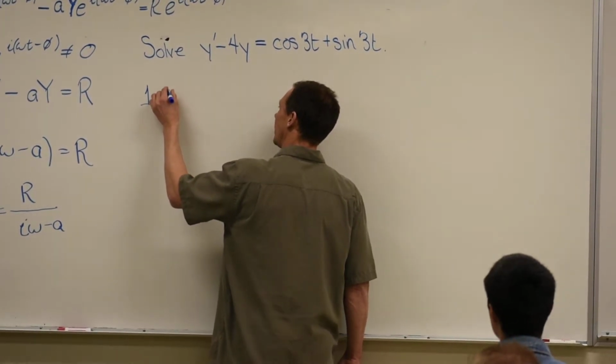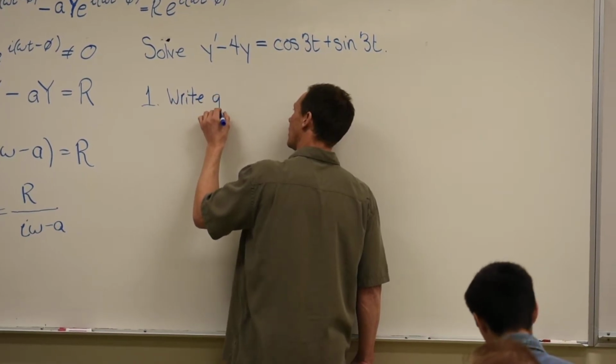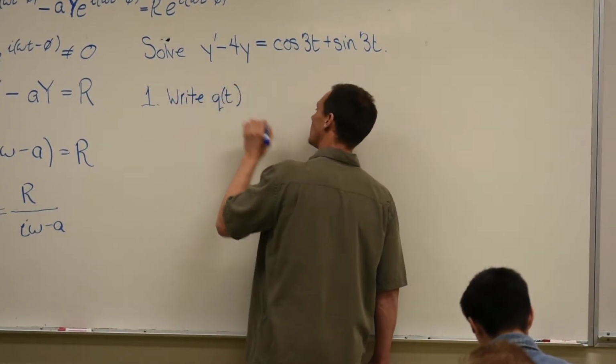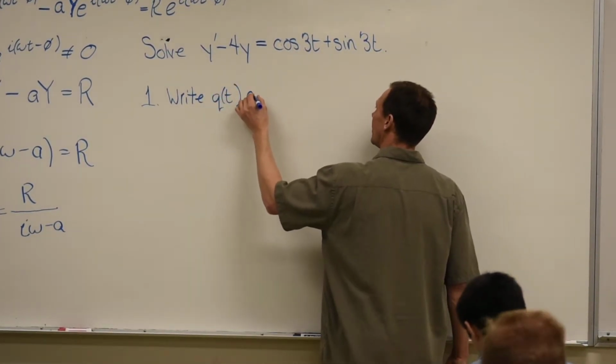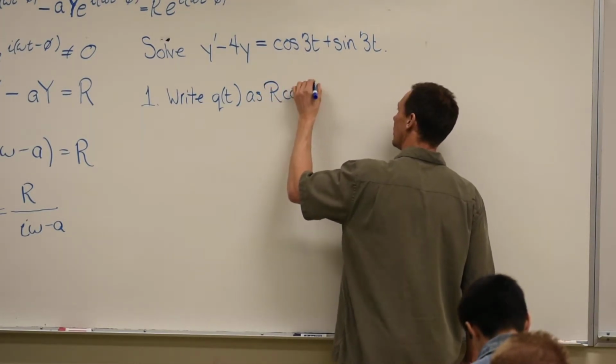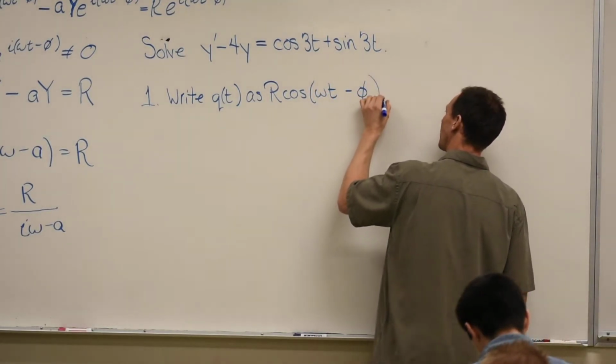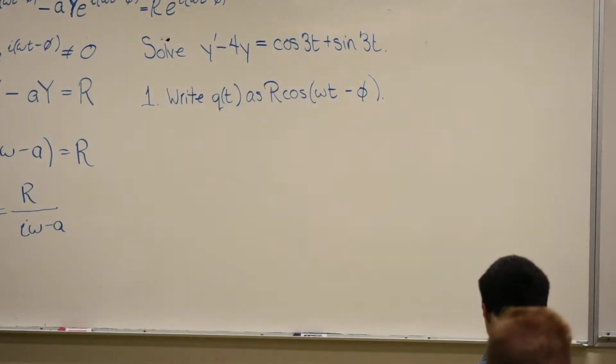So, step 1. Let's write q of t as r cosine (ωt minus φ). Okay, so we can do that.